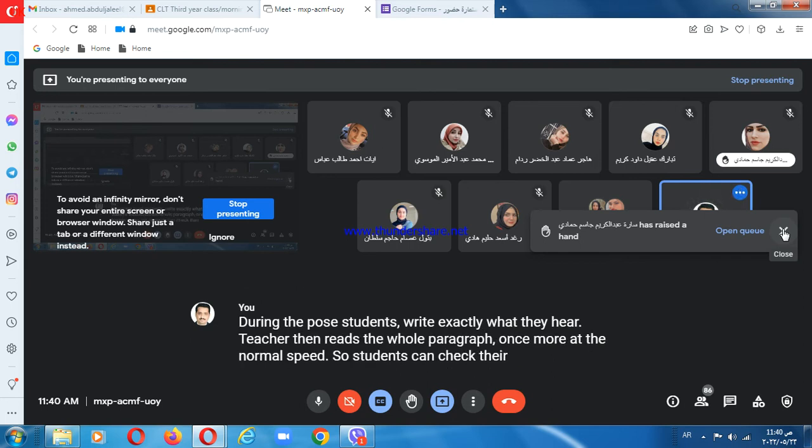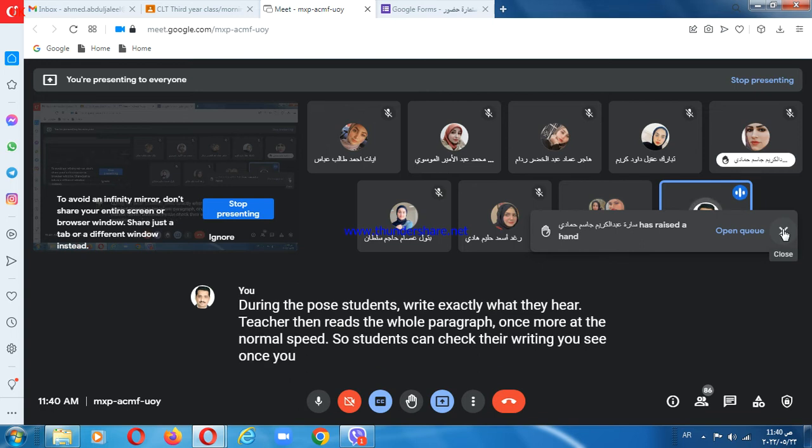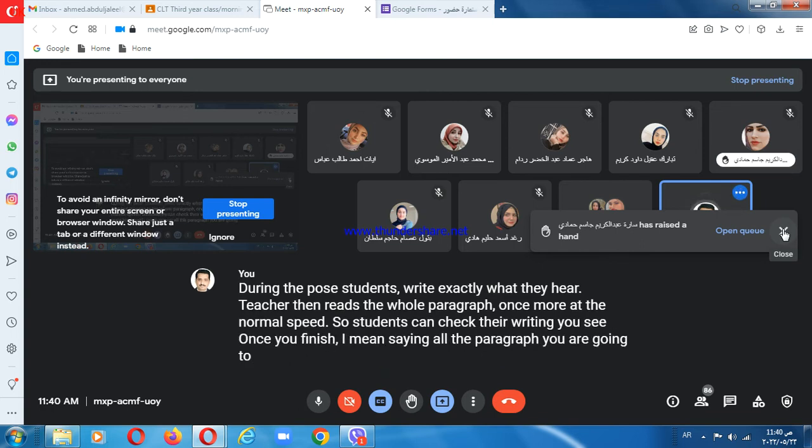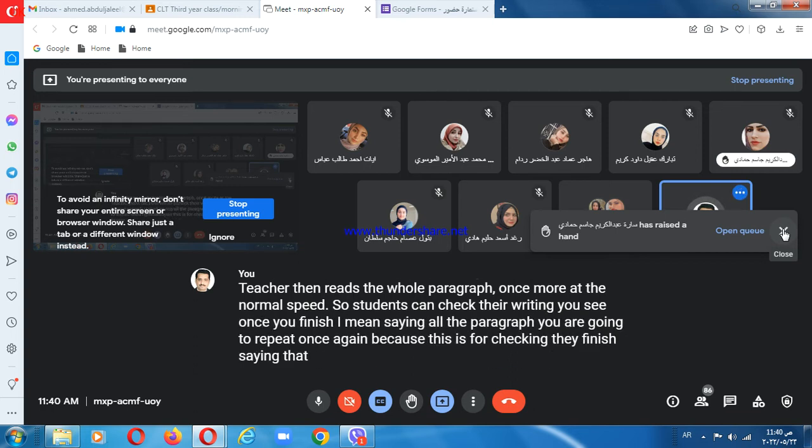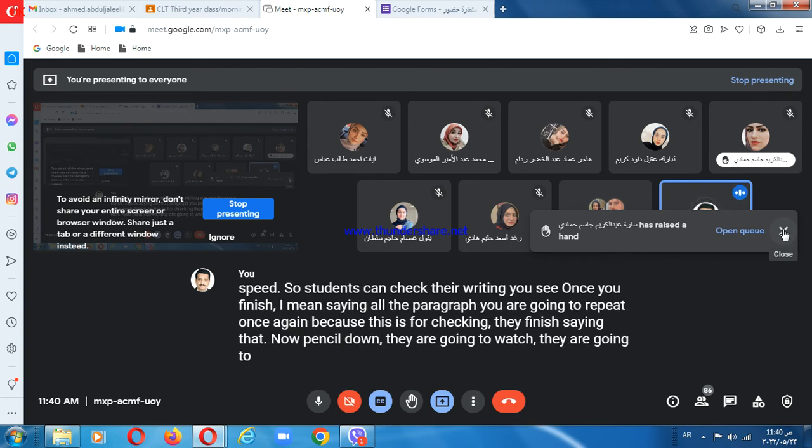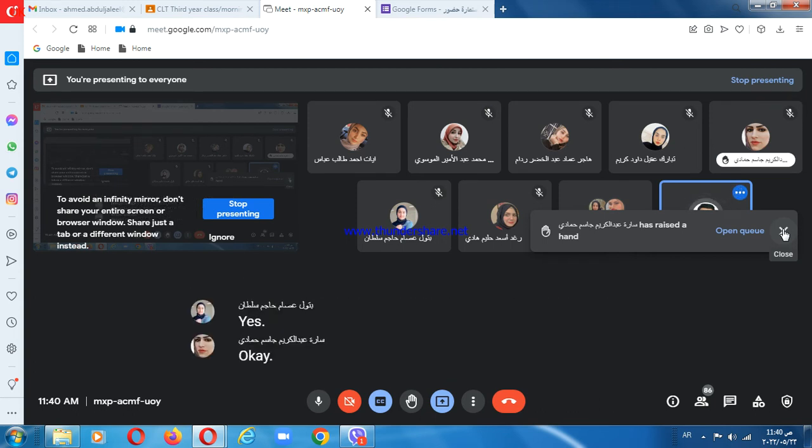Once you finish saying the whole paragraph, you repeat it once again because this is for checking. When they finish, you say, now pencil down. They are going to check their own writing, depending on the last reading done by the teacher.